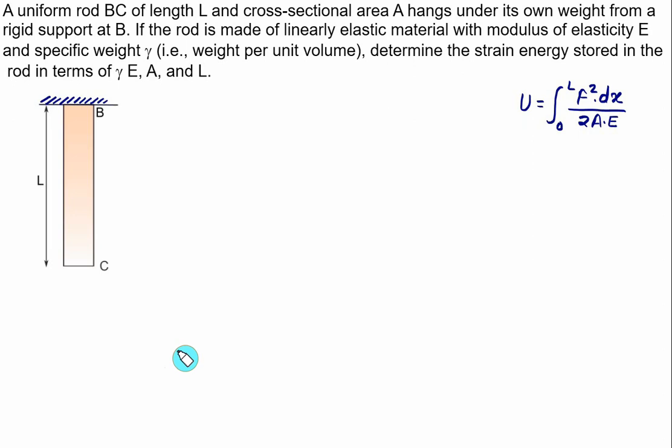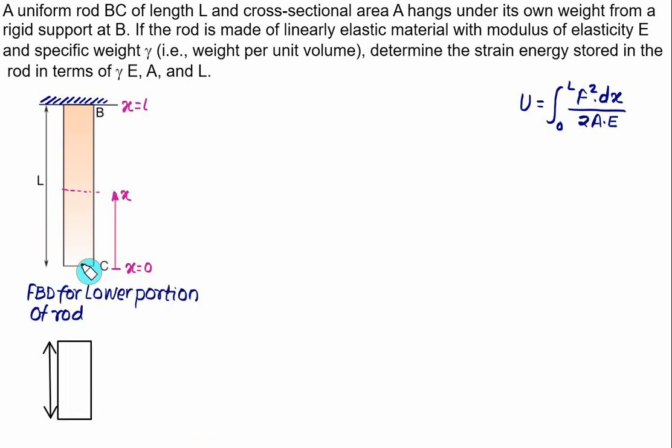So let's consider here we have a bar BC of length equal to L and a uniform cross-section. It has a specific weight equal to gamma. We'll fix up our coordinate system, and let's say here the x-axis is upward. At the bottom point we have x equal to 0. At the top point, that is at B, we have x equal to L. And we'll make a cut here for this section, and we'll develop the FBD for this bottom portion. So consider this portion below, which has a length equal to x.